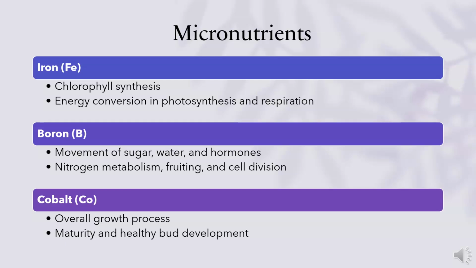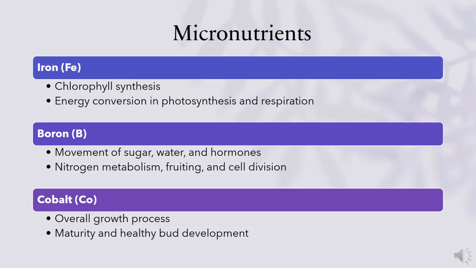Boron is an important micronutrient that is believed to play a role in the movement of sugars, water, and hormones. It is also involved in nitrogen metabolism, fruiting, and cell division. A lack of boron results in deficiency symptoms such as tip dieback and chlorotic leaves. However, excessive amounts of boron can cause plant injury or death. Boron is added to tissue culture media in small amounts as boric acid.